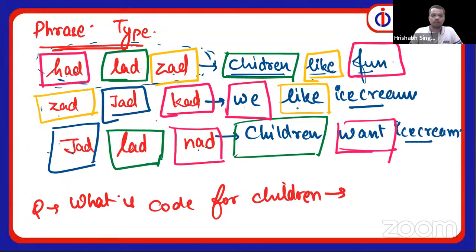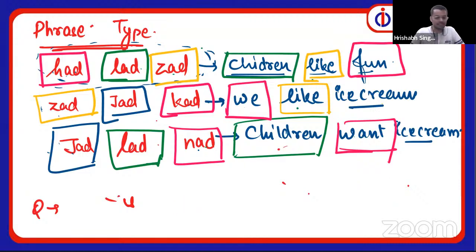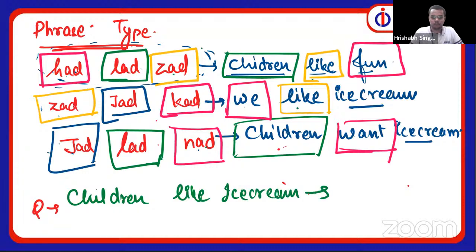तो लिख लोगे ना, कि चिल्ड्रन का कोड क्या है, लैड. फॉर एग्जाम्पल ये पूछ दिया कि चिल्ड्रन लाइक आइसक्रीम, उसका कोड क्या होगा? जैसा वरुण ने लिखा है चिल्ड्रन लाइक आइसक्रीम, लेट्स टॉक अबाउट दैट ओनली. अगर कोड में लिख दिया चिल्ड्रन लाइक आइसक्रीम, सो हम जानते हैं आइसक्रीम का कोड क्या है, जेड. और फिर चिल्ड्रन का कोड क्या है, लैड. ओके, और लाइक का कोड क्या है, जेड.